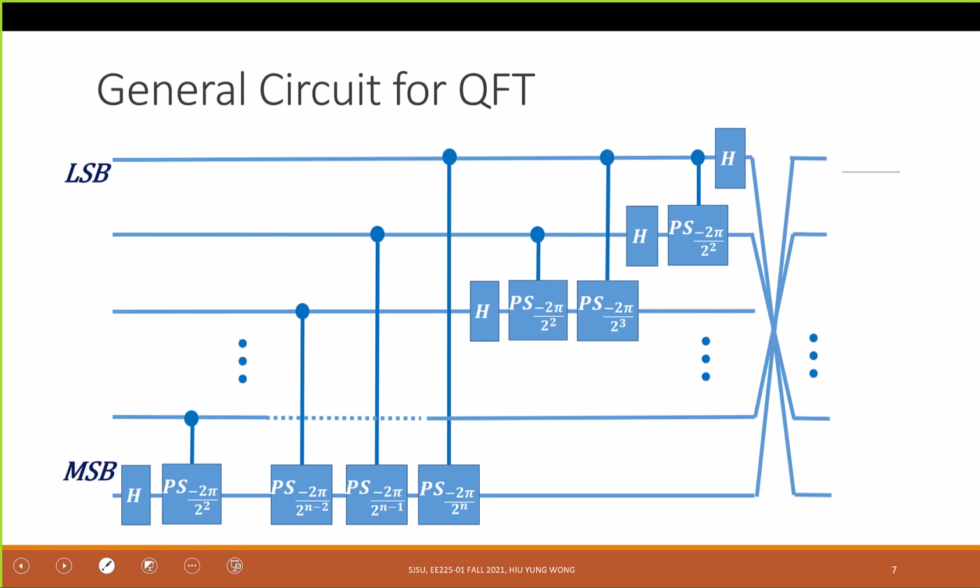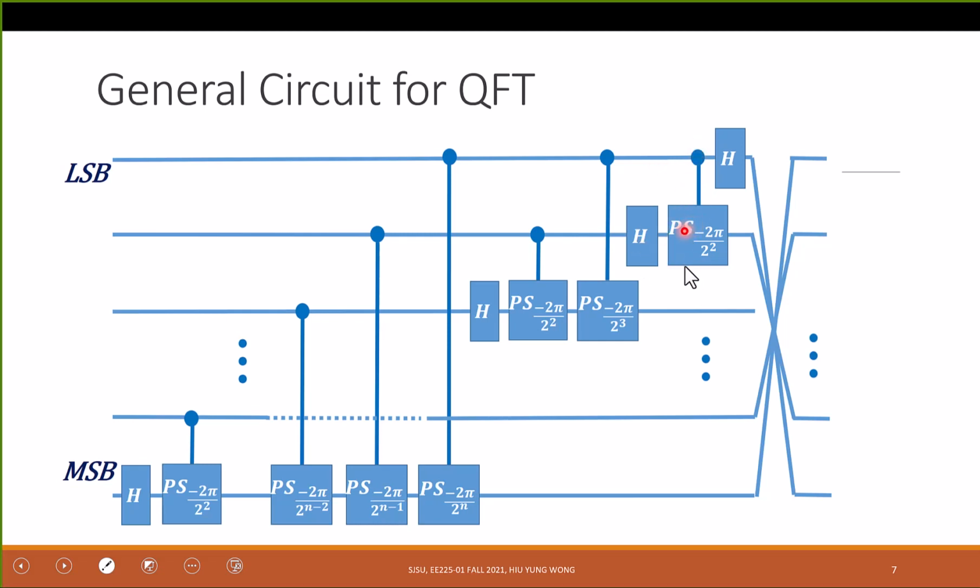The first qubit just H, the second qubit has the H, and then you have a phase shift gate of negative 2 pi over 2 to the power 2, and then this. Then how do they do it? Okay, the control gate is like this. For every qubit, you will get phase shift gates, but the number of phase shift gates depends on how many more less significant bits than you there are. I'm here, only one bit is less significant than me, so I only control by it.